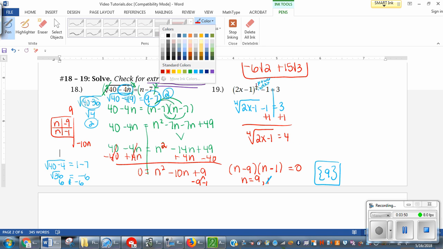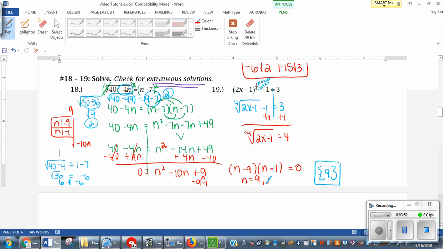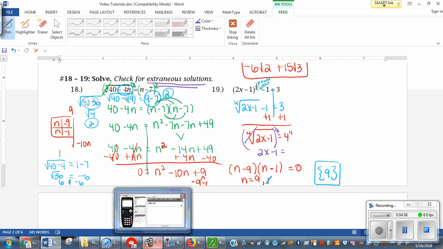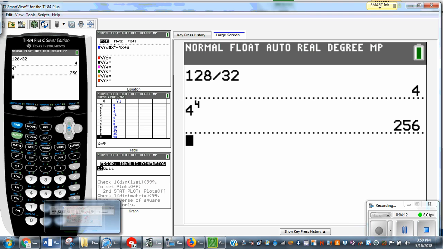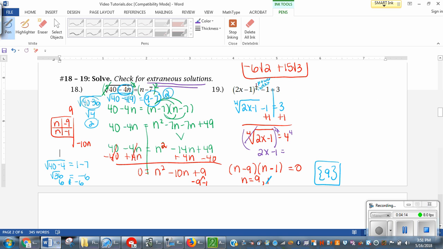Okay, now to cancel the fourth root, I want to raise to the fourth power. Alright, 2x minus 1. And again, I'm hoping that we have these memorized from our exponent chart, but if you don't, you can always use your calculator. You'll have that calculator with you on your test. So 4 to the fourth. So we have 2x minus 1.